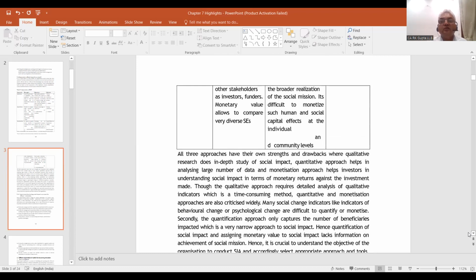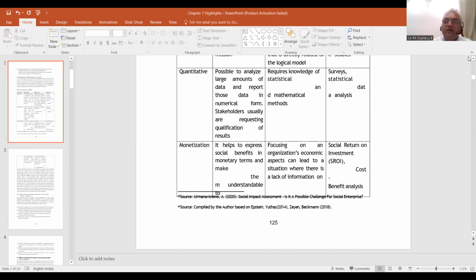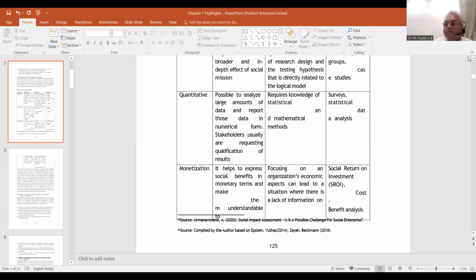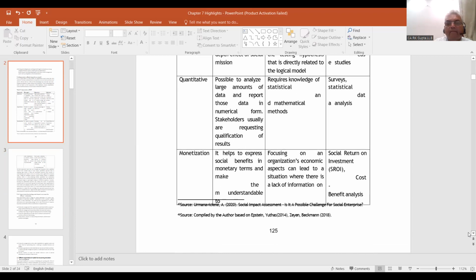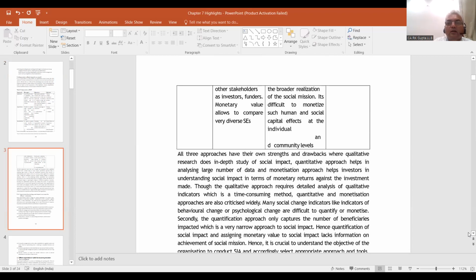As investors and funders, monetary value allows them to compare various diverse social enterprises. What is the monetary value of this social impact? The focus is on the organization's economic aspects, which can lead to a situation where there is a lack of information on a broader realization of the social mission. It is difficult to monetize such human and social capital effects at the individual and community level.